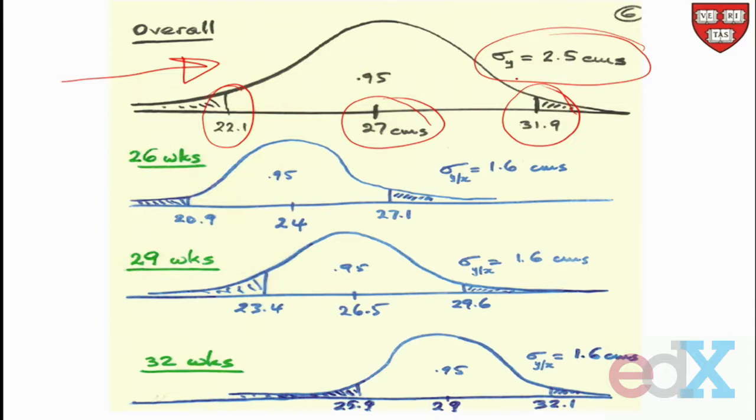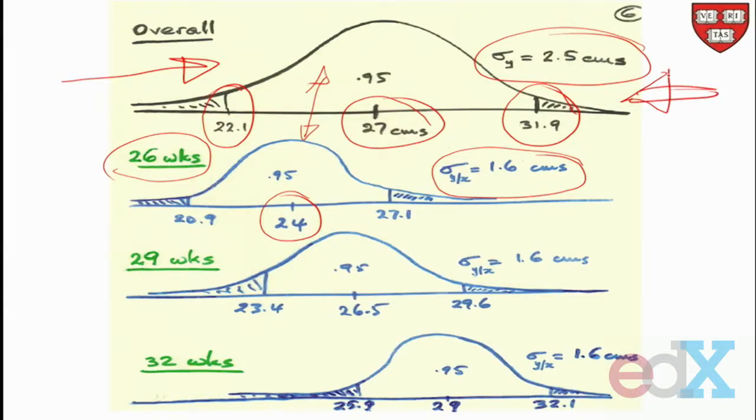Now look what happens. If we go to the 26-weeker, our mean is shifted down to 24 centimeters and our standard deviation is smaller. So the blue curve is tighter than the black curve. But also, just like happened with the osteoporosis, it has shifted in such a way that up here on the black curve, about 2.5% of our observations are up there. Remember, 95% are between 22.1 and 31.9, which means 2.5% are up here.